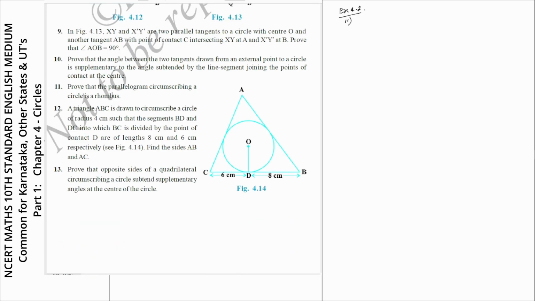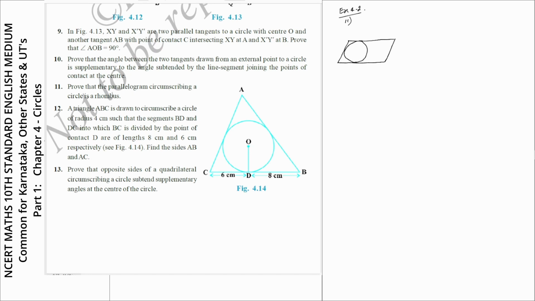Exercise 4.2, question number 11. Prove that the parallelogram circumscribing a circle is a rhombus. See how a parallelogram looks. It's like this. In a parallelogram, opposite sides are equal in length and opposite sides are parallel to one another. So here the top and bottom will be parallel, and the left and right sides will be parallel and equal in length. Suppose I put a circle which touches three sides like this, it will be like this.